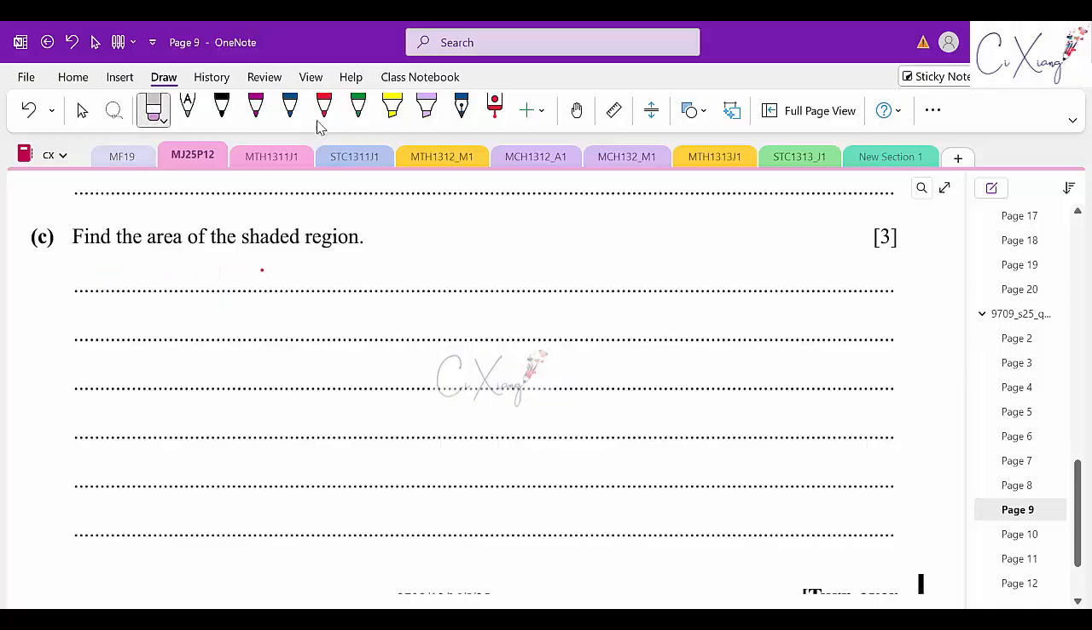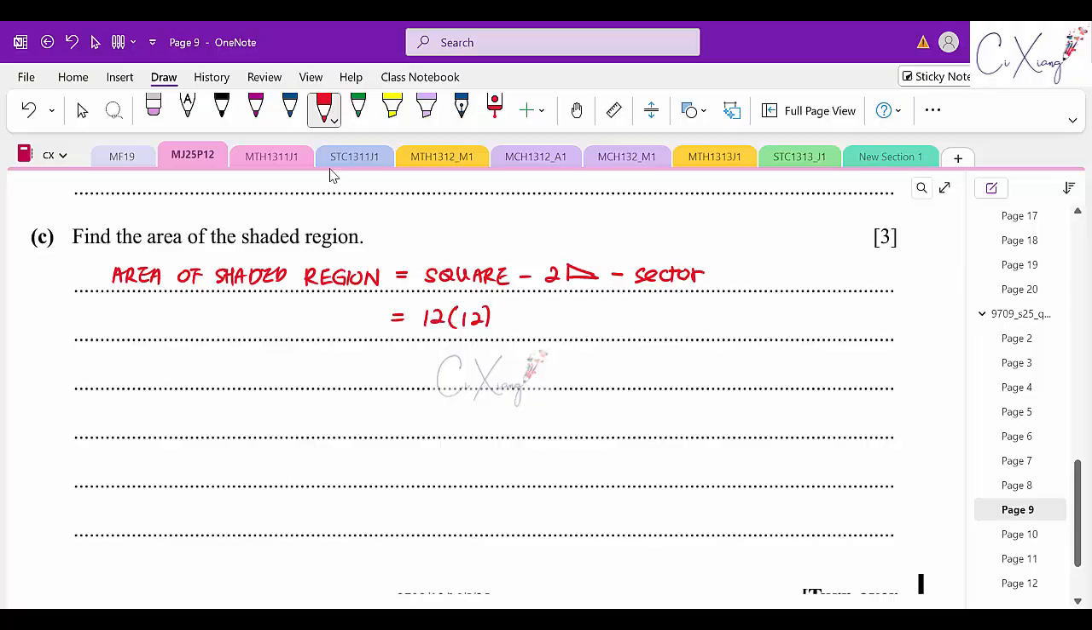I should write area of shaded region first, yeah? Area of shaded region is equal to the area of a square, minus the 2 right angle triangles, which are the same triangle, okay, then minus the sector. Okay, so what's the area of a square? 12 cm times 12 cm, right?